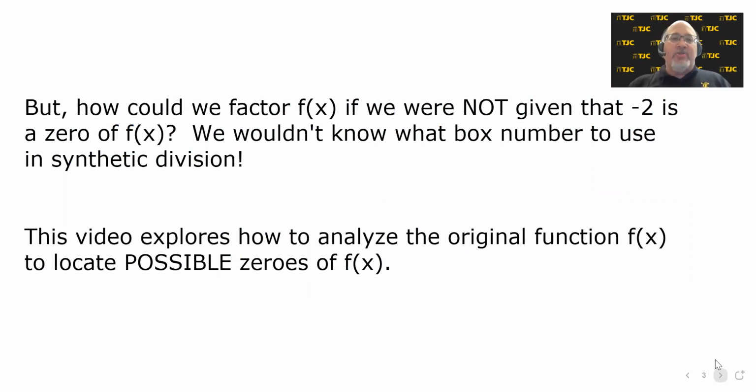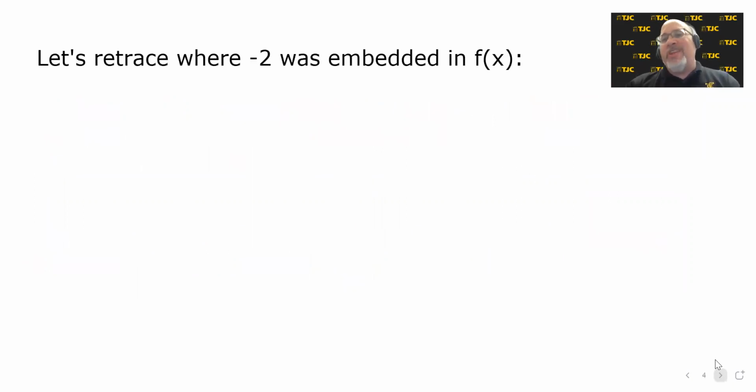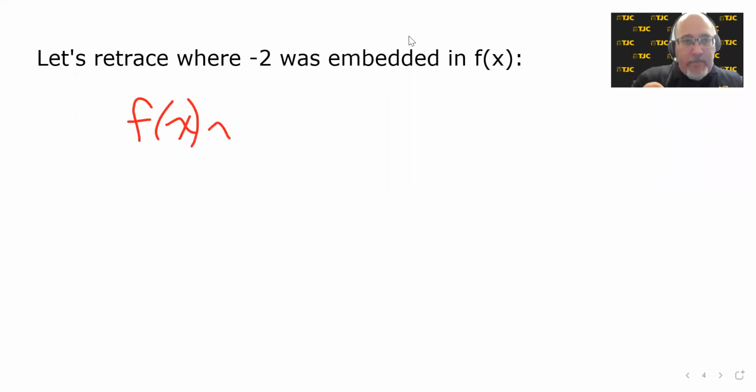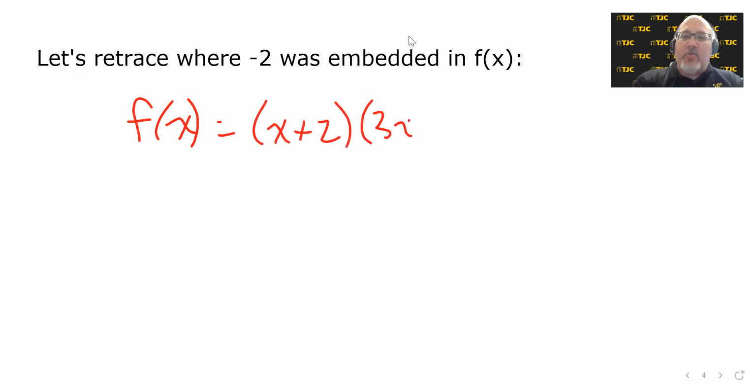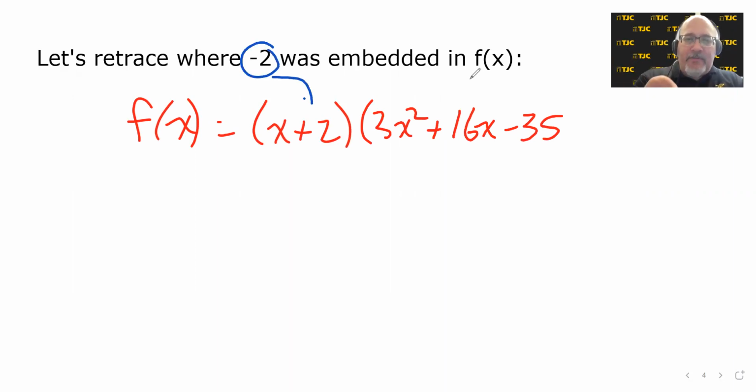All right, so we're going to reverse engineer some things. We're going to retrace where the -2 was embedded in the function. I'm going to take the results from the synthetic division problem: when we divided the function by x plus 2, we got 3x squared plus 16x minus 35. And let's keep in mind that this -2 came from this factor. By putting x plus 2 equals 0 and moving the 2 to the other side, we get x equals -2.